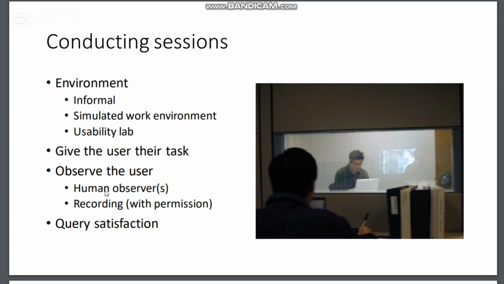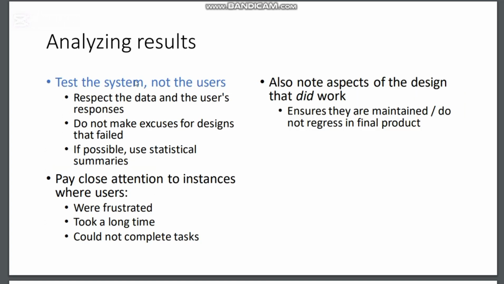Observe the user, human observer, recording with permission. Then query satisfaction, then analyze results. Test the system, not the users. So you have to respect the data, the user and the user's responses. You don't have to make judgments like because of this the user is not happy, and else your app is good. You don't have to judge them, you have to judge your own system.